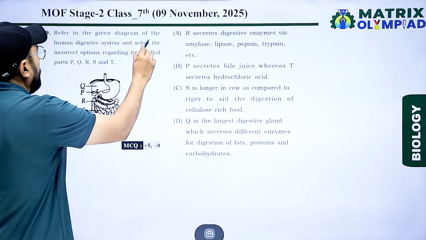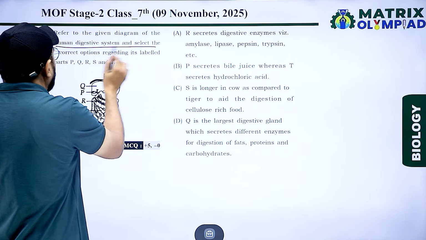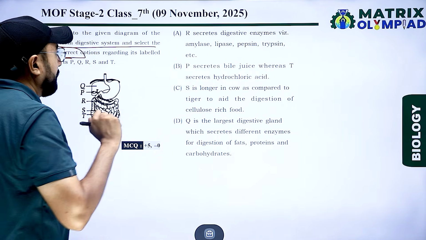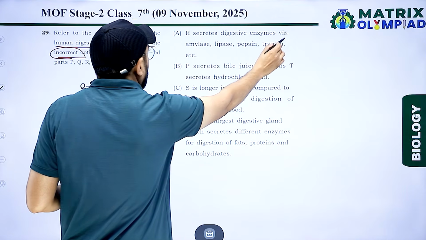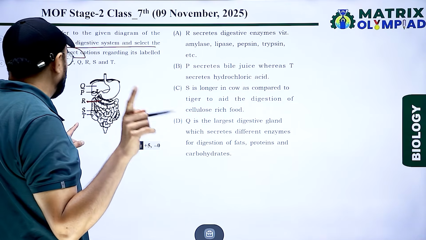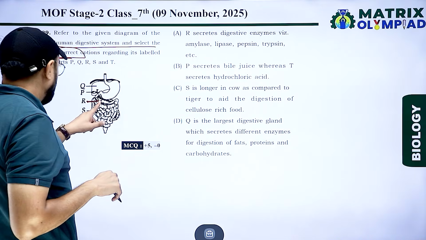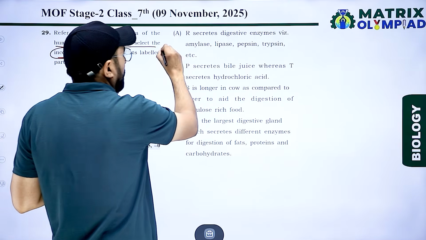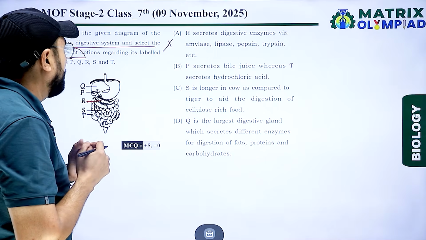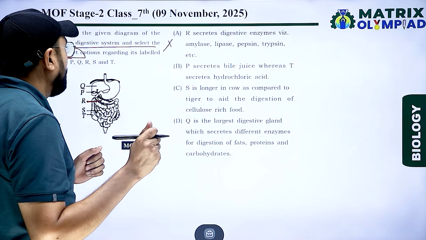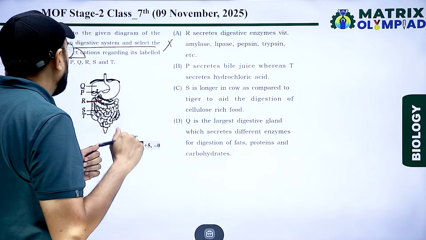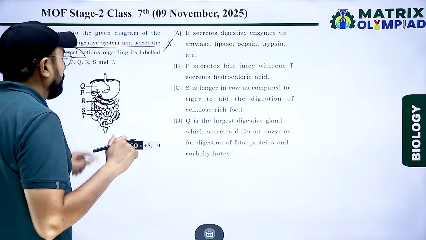Next, refer to the given diagram of the human digestive system and select the incorrect option. R secretes digestive amylase, lipase, pepsin. No, this is the pancreas, so wrong statement. Next, P secretes bile juice, whereas T secretes hydrochloric acid. No, wrong.